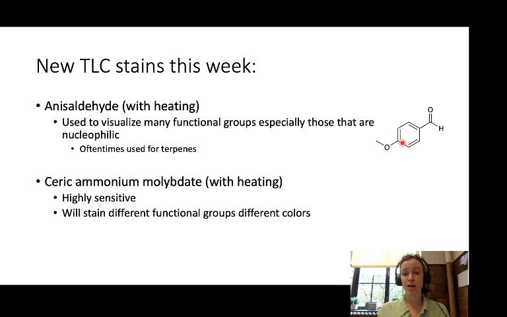Where is the attack happening? Well, folks, I'm seeing one potential electrophilic site in this molecule. What do you think it is?